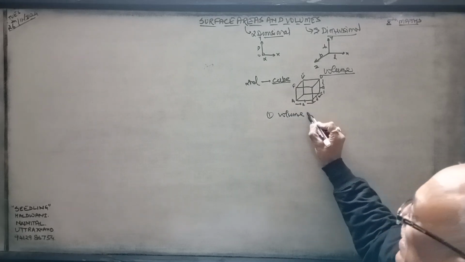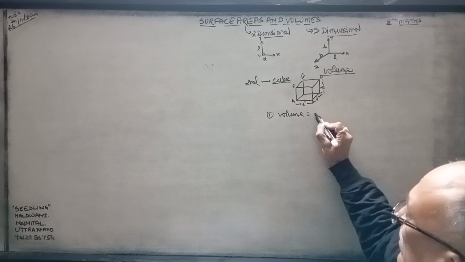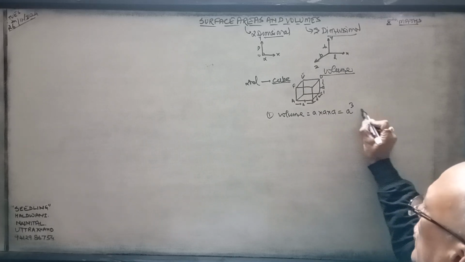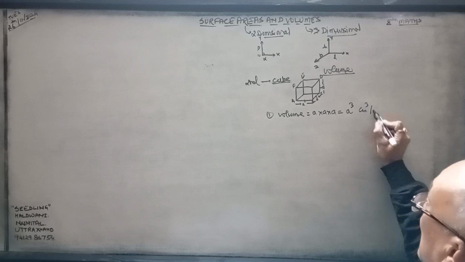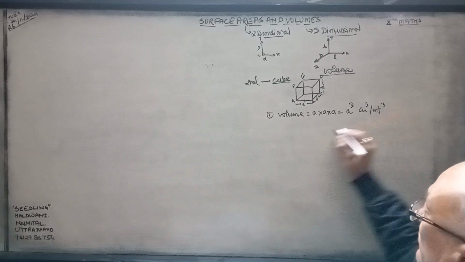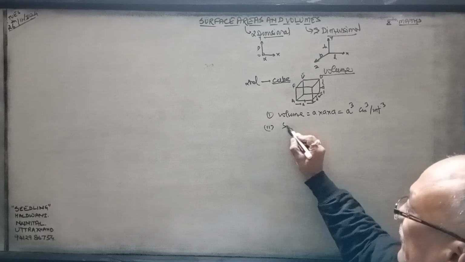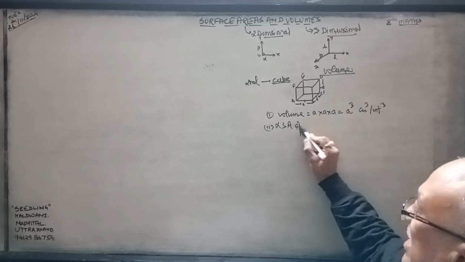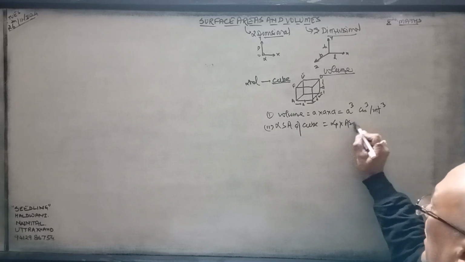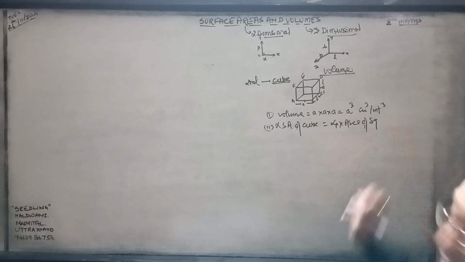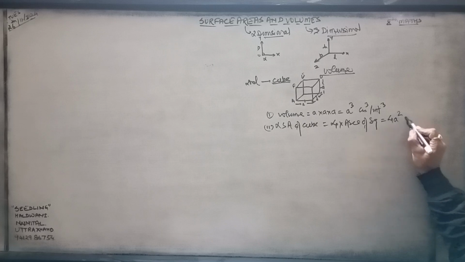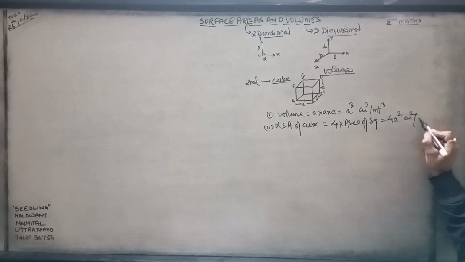So now the first formula is, this is very easy. Volume is equal to A into A into A, that is A cube, and it may be either centimeter cube or meter cube. This is fine. Then the second one is lateral surface area of cube, that is 4 into area of square, so this is 4A square.